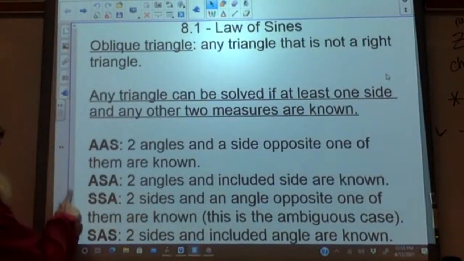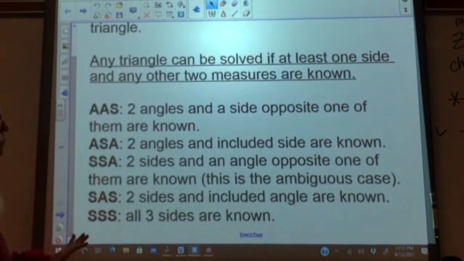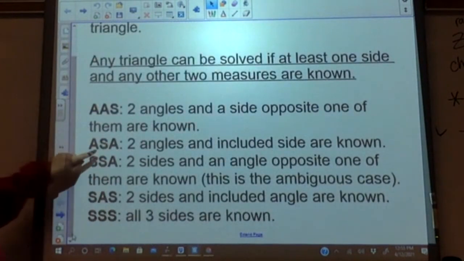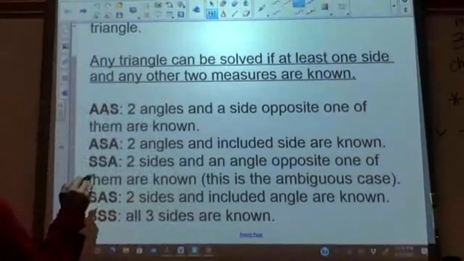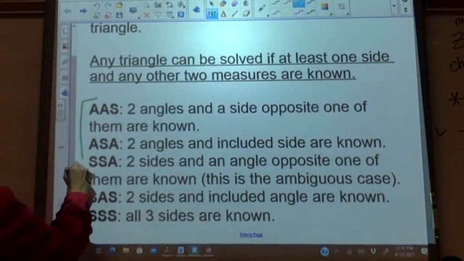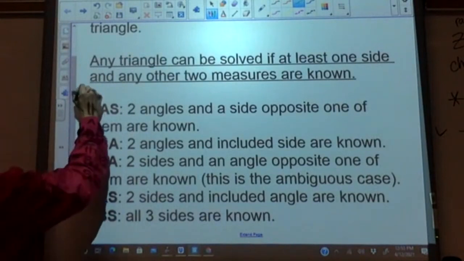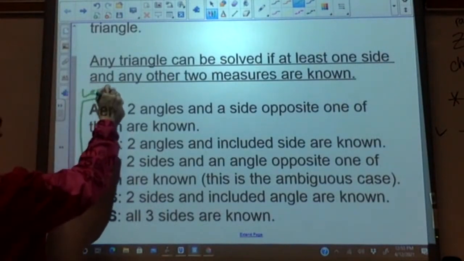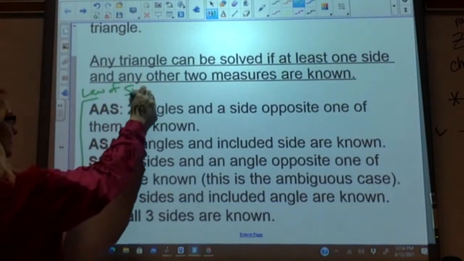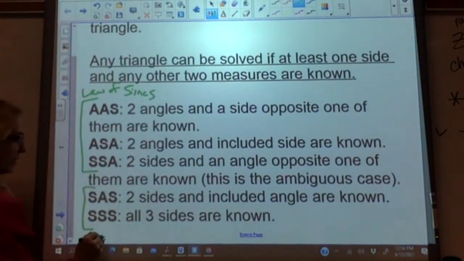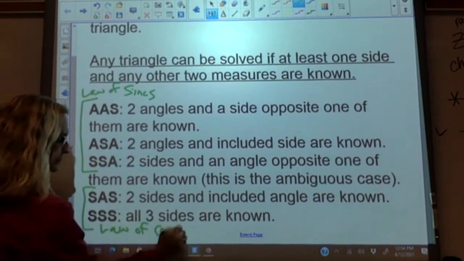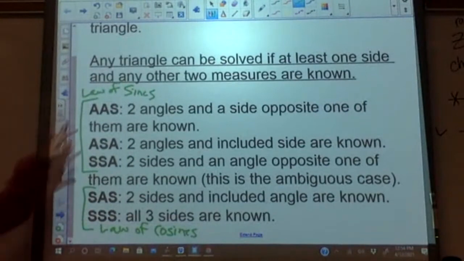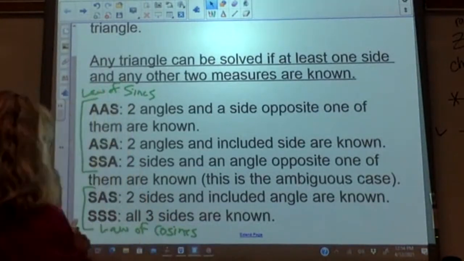So we have these different situations: angle, angle, side; angle, side, angle; side, side, angle; side, angle, side; and side, side, side. A lot of these you're familiar with from geometry. These top three all use the law of sines, and these bottom two use the law of cosines. Today we're going to be looking at the law of sines.